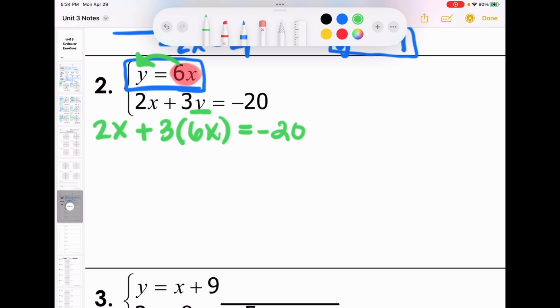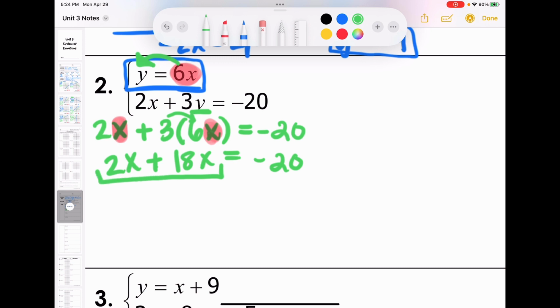Now looking at this, remember I want to check to make sure I only have one variable in this equation, which I do. My one variable is x. So I can move on and start solving for x. Remember, we want to get all of our variables on the left side and all of our regular numbers on the right side. So first I have to get rid of this parentheses. So I take 3 and I multiply it to 6x, which gives me 18x. Now I have like terms, so I can combine these two things together. So 2x plus 18x is 20x.